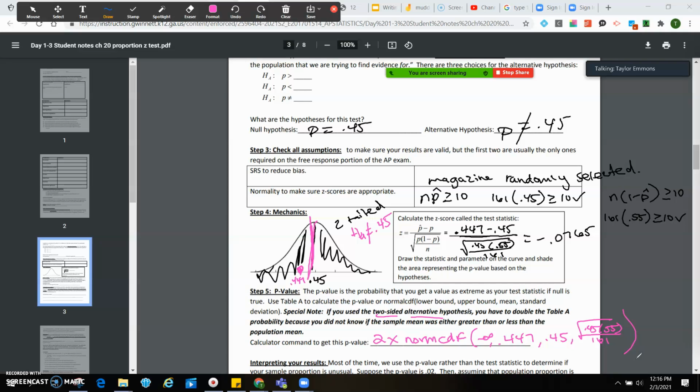You could also use your z-score, and you could do the normal CDF and put the z-score in instead, and then you could just put 0 and 1 for these two things. Doesn't matter, you'll get the same thing. Which is going to equal 0.939. Okay, so if you want to take a moment and try putting that into your calculator.